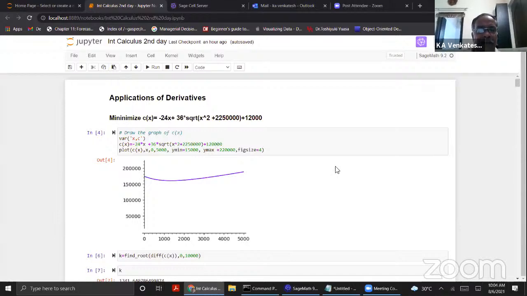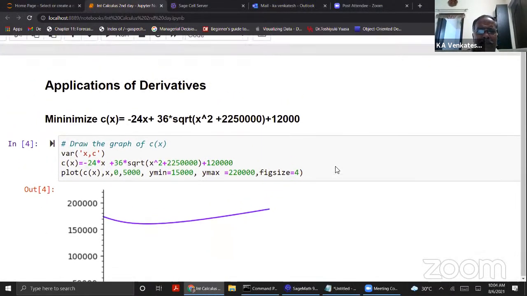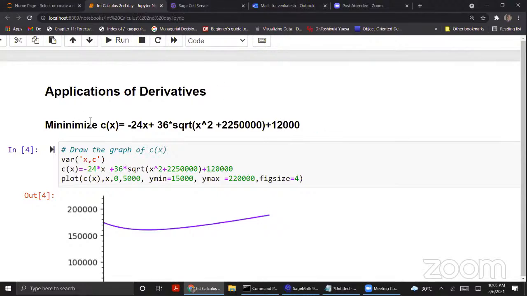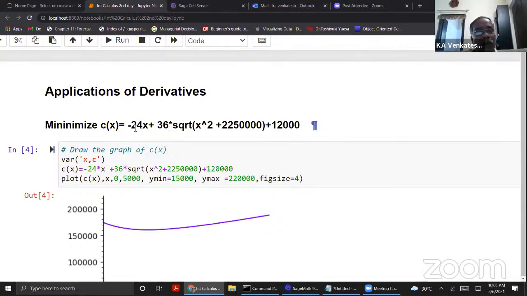Okay, right. So just applications of derivative. This is the problem given. Minimize C of x equal to minus 24x plus 36 times square root of x square plus 2,25,000, and 12 plus 12,000. This modeling problem you can take from any book, and we are just interested in the process, how to utilize it here.